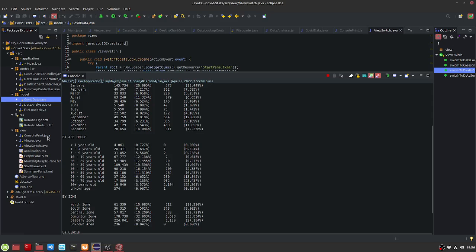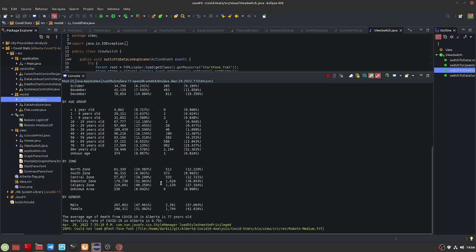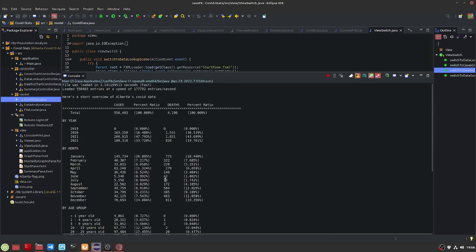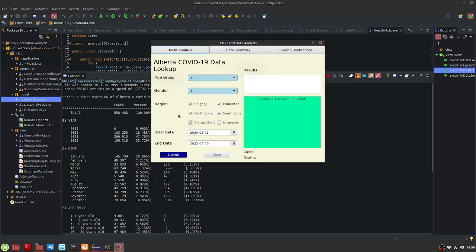Pretty crazy. But again, this doesn't really give you a visual overview. It mostly gives you the average age of death and the mortality rate in Alberta, all of that. But it does not give you a visual overview, which is why I wanted to make this a JavaFX project.